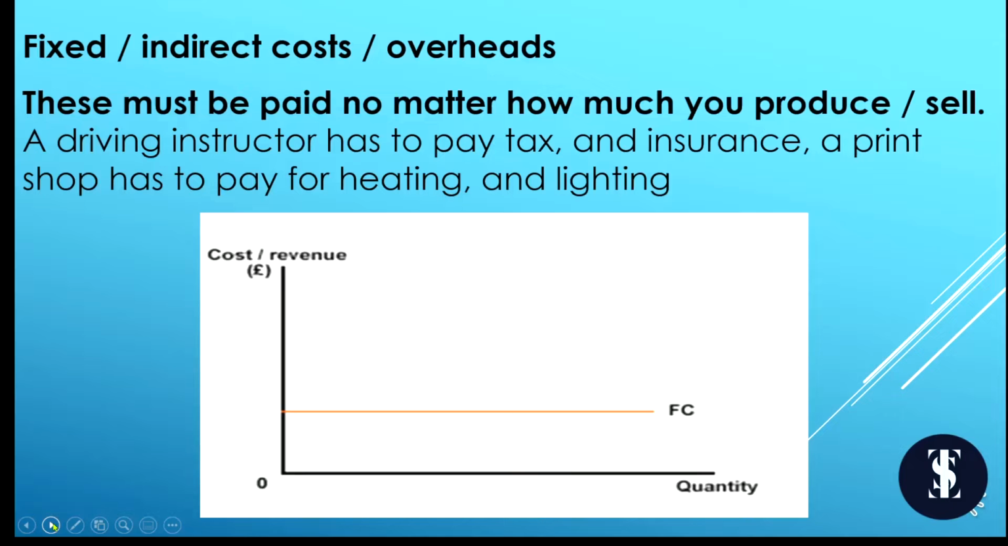Fixed costs, also known as indirect costs or overheads. These must be paid no matter how much you produce or sell. A driving instructor has to pay tax and insurance. A print shop has to pay for heating and lighting.